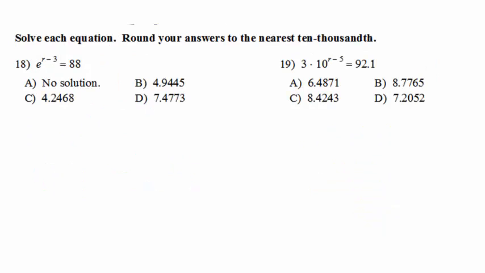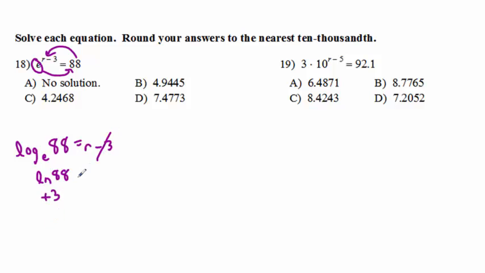On 18, we have an exponential equation, and so to solve this, I'm going to rewrite it as a logarithm. So this is our base, e, and then I'm going to write 88, and it equals r minus 3. So log base e of 88 is the same as the natural log of 88, which I can plug into my calculator. And after I get that, I'm going to add 3 to get rid of the -3 next to r. And when I do that, I get 7.477, which is D. But you have to make sure to close the parentheses after 88 or press enter after 88 and then add 3.